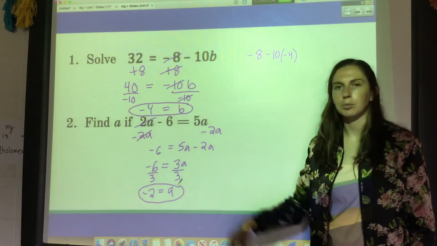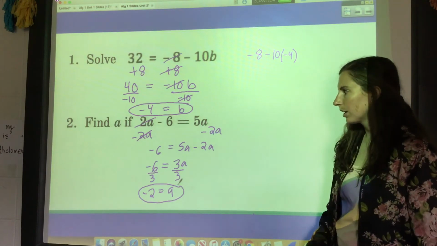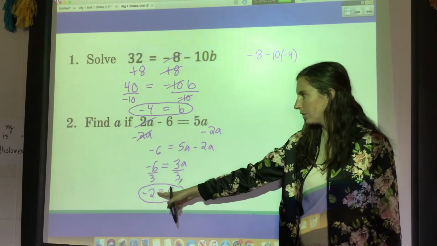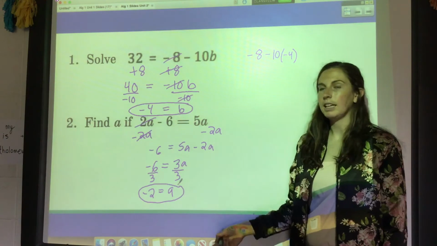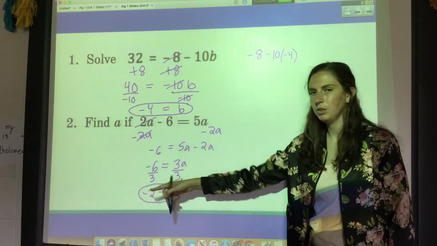Sorry, it looks like a 9, but that's an a. Again, you can check your work. Does 2 times negative 2 minus 6 really equal 5 times negative 2? And it should.